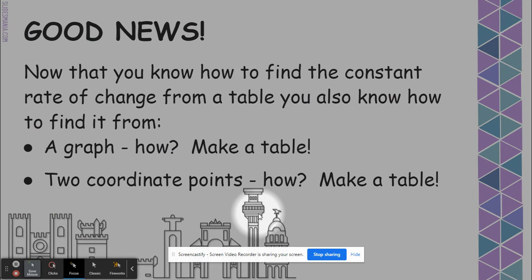So here's the really good news. Now that you know how to find the constant rate of change from a table, you also know how to find it from a graph. How are you going to do that? You're going to make a table. You know how to do tables. And from 2 coordinate points. How are you going to do that? You're going to make a table because you know how to find constant rate of change from a table.